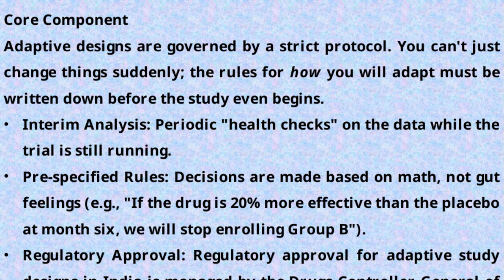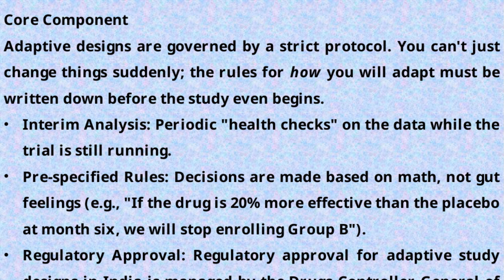Now, during the trial, we perform what's called interim analysis, basically periodic health checks on the data. These checks allow us to see how the study is progressing without waiting until the very end. Crucially, decisions during an adaptive trial are based on pre-specified rules, so no gut feelings or intuition come into play. For example, we might decide that if the drug proves to be 20% more effective than the placebo at month 6, we will stop enrolling participants in a specific group. These rules are all mathematically defined beforehand to keep the process objective.